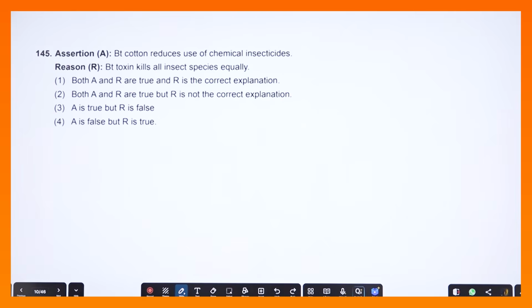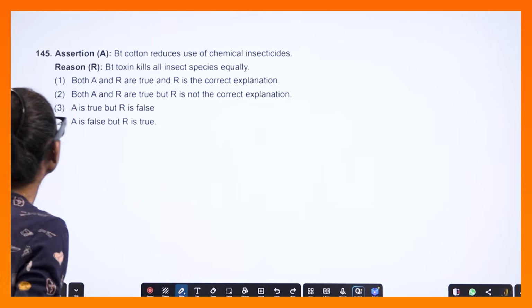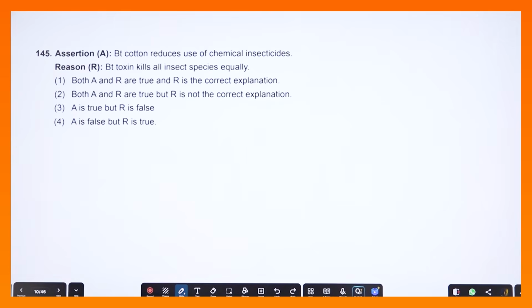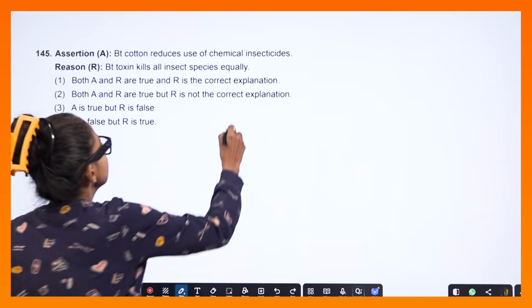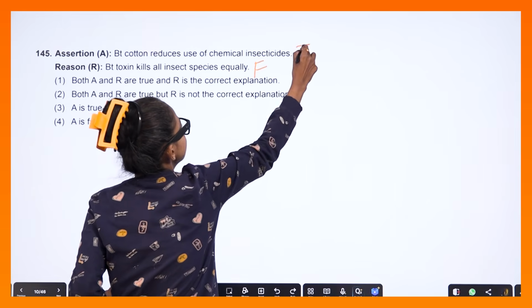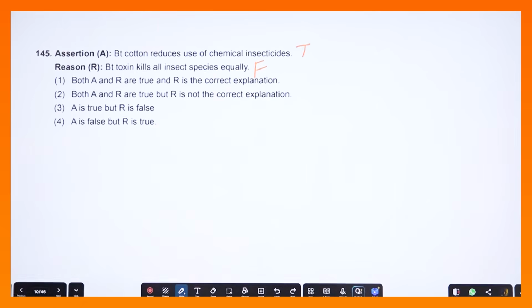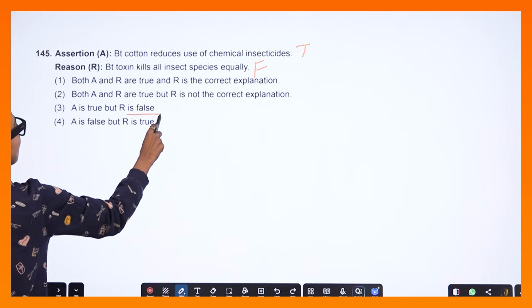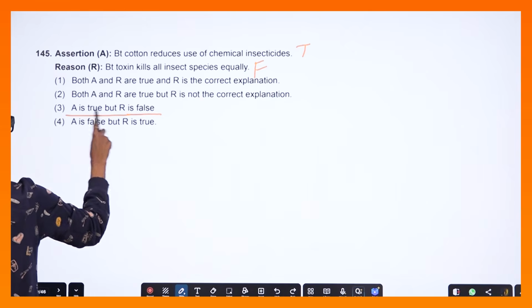Okay, BT cotton reduces the use of chemical insecticides. True, because it's a biocontrol. Because BT toxin kills all insect species equally. This is false and this is true. So that means the reason is false and the assertion is true.